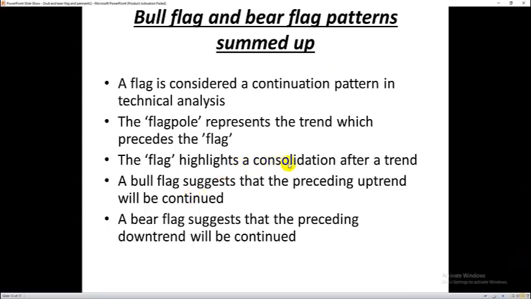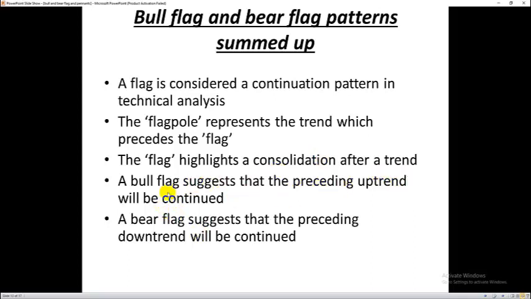The flag highlights a consolidation after a trend. There must be a consolidation, and that consolidation is where you see the flag, if it is a bull flag or a bear flag, and the pennant, if it is a pennant that you actually draw. With time, you determine which one works better for you and you use it, or even use both of them, depending on if they play out. You actually know the one that plays out in your chart, and then use it to determine your support and your resistance. So a bull flag suggests that the preceding uptrend will be continued.